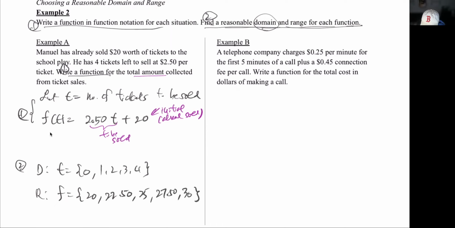So my range, my possible value of outcome, the money that I'm going to be making, my smallest is 20 that I already have, with an additional $10 that I could get if I sell all 4 tickets, which is $30, starting in increments of 2.50 from 20 to 30, and that depends on the number of tickets that you sell, right?